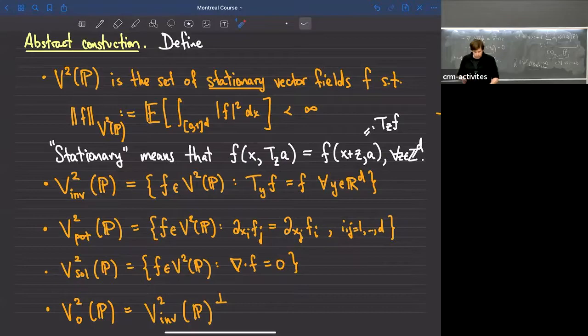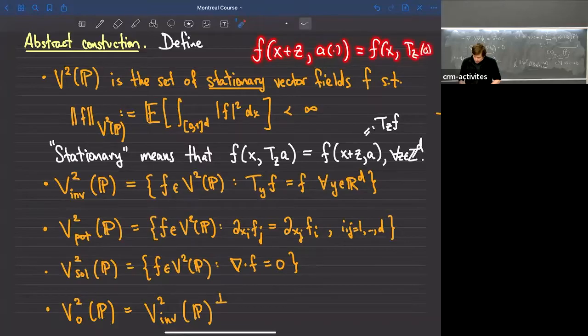Okay. So V2 is like L2, but I'm looking at objects which are now vector fields on all of R^d and are random objects, so they depend on the A of X. So they're stationary random fields, which means that F really is a function of X and a function of the A. Okay, but again, we're not going to write the dependence on the A. But stationary means that if I do F of X plus Z, A, it's the same as F of X, T_Z of A. Translations are working well with the dependence on the coefficient field.